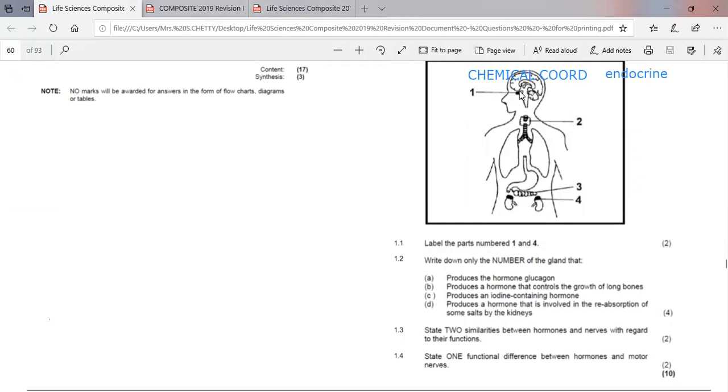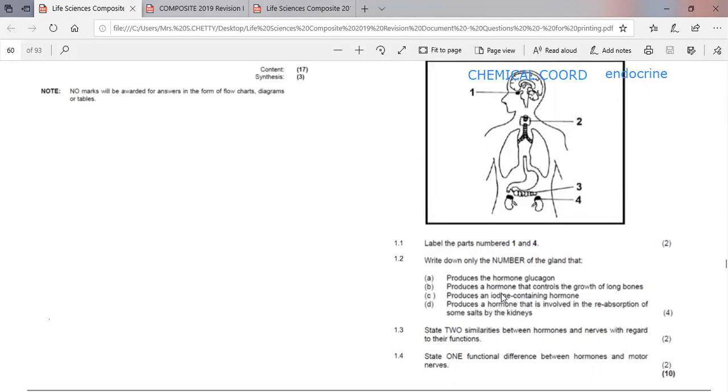They don't want to know the name of the hormone. They want to know the name of the gland. That produces an iodine-containing hormone. Oh my God, you learned this in grade 10, isn't that so? That thyroxine needs iodine for its production when you learned about micronutrients in grade 10. You don't have to keep your grade 10 notebook, no, my darlings. Just that one fact or so you would have carried with you. I wonder if you did. So that one would be the thyroid gland.